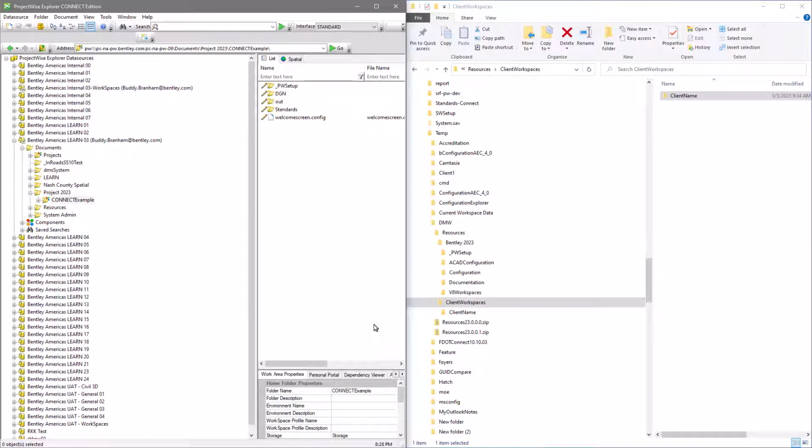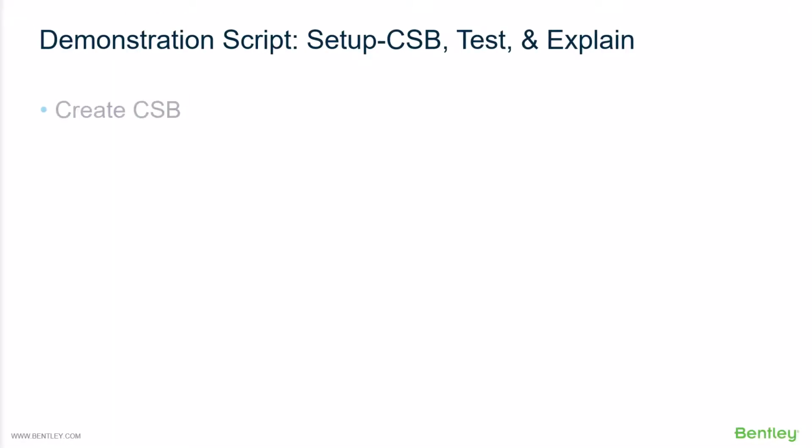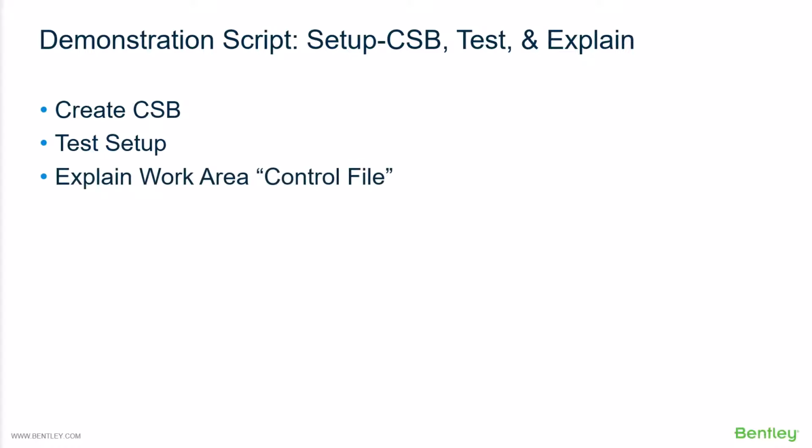This completes the first demonstration. In the next demonstration, we will create the CSB and apply it. We will test the setup. We will explain the work area control file and explain workspace groups.